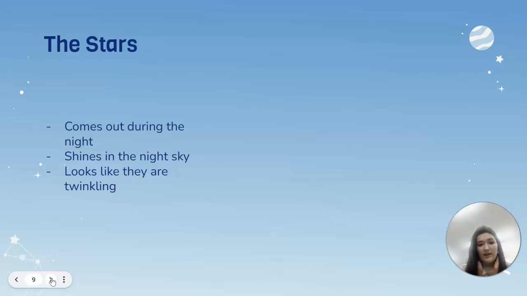But they do shine in the night, and they often look like they are twinkling, right? You guys have heard the song Twinkle Twinkle Little Star. That's because they kind of look like they're blinking, just a little bit, okay? So we've all seen them in the night sky. They kind of just look like little pinpoints in the dark, right?